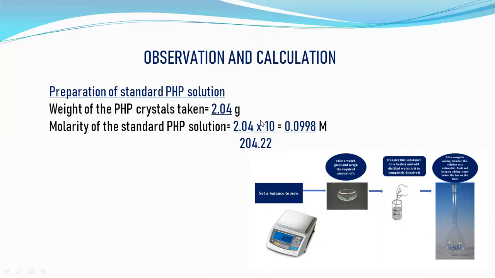That is, suppose if you are preparing it in a 100 ml standard flask, you are taking it as 10. If it is a 250 ml standard flask, we are taking it as 4. So divided by, this is the molecular weight of PHP, which is nothing but 204.22. So by this calculation, we get the molarity or the concentration of PHP solution, that is 0.0998 molar. So now we know the exact concentration of one solution, that is the PHP solution. That is why we call it a standard solution, because its concentration is known.